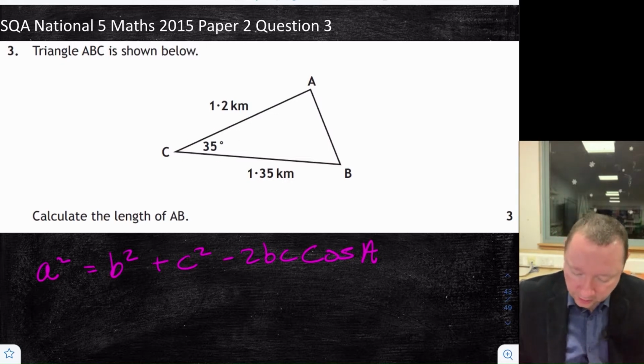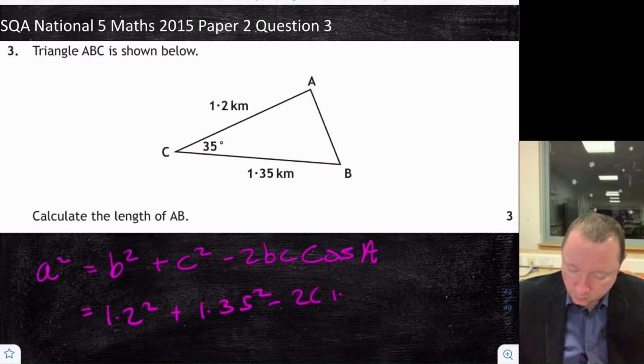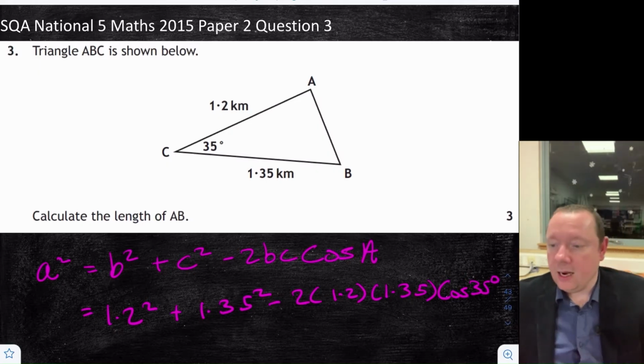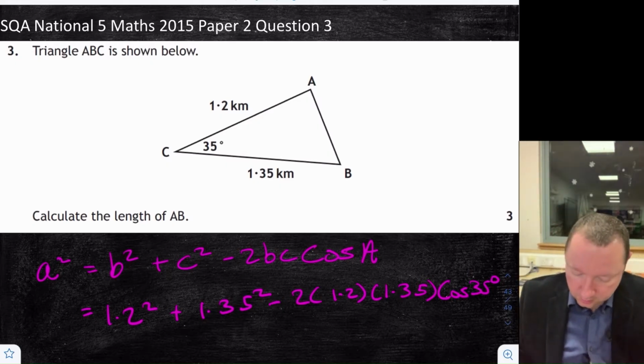So I can immediately just say that I've got 1.2 squared plus 1.35 squared minus 2 times 1.2 times 1.35 times the cos of 35 degrees. And if you can get that far, you get a mark. So remember, that's squared. I'm just calling this a to be clear.